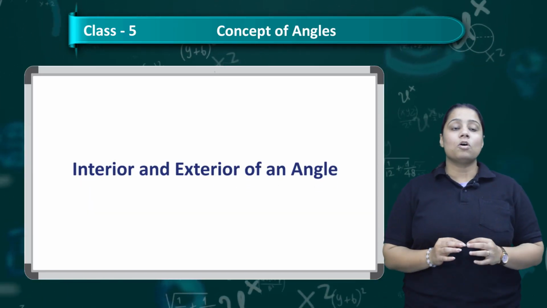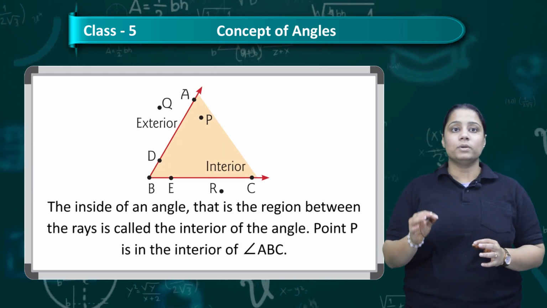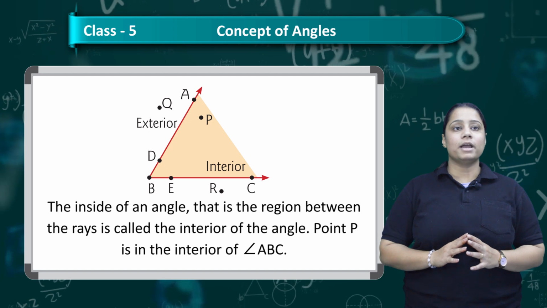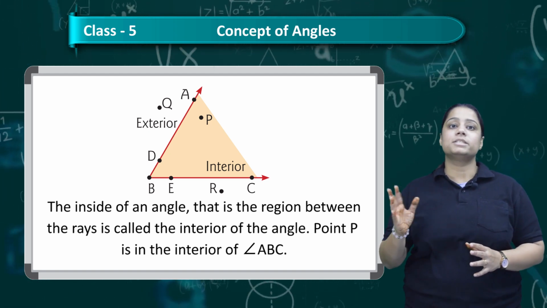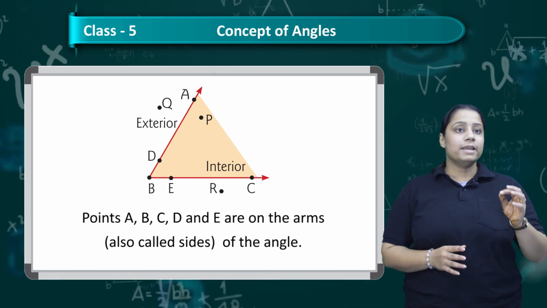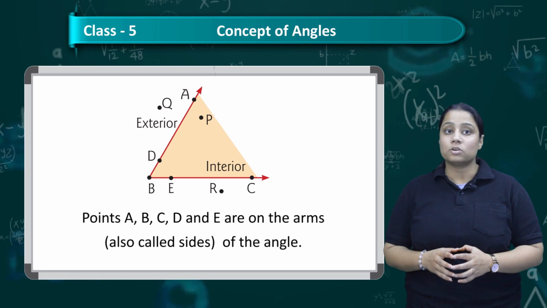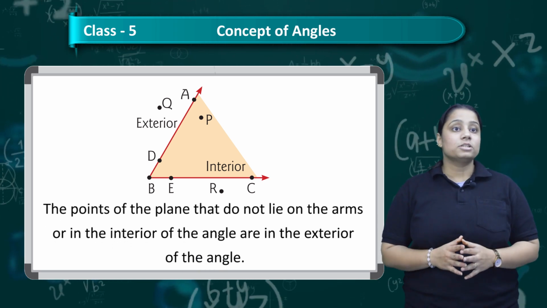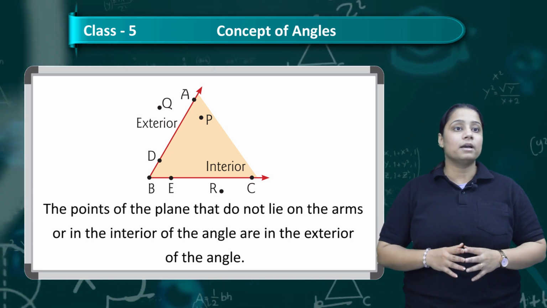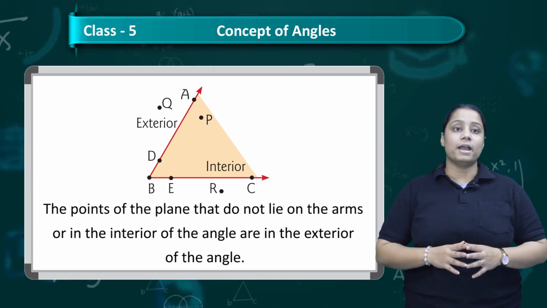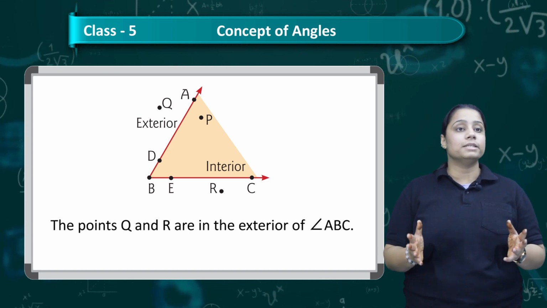Interior and exterior of an angle. The inside of an angle, that is the region between the rays, is called the interior of the angle. Point P is in the interior of the angle ABC. Points A, B, C, D and E are on the arms, also called sides, of the angle. The points of the plane that do not lie on the arms or in the interior of the angle are in the exterior of the angle. The points Q and R are in the exterior of angle ABC.